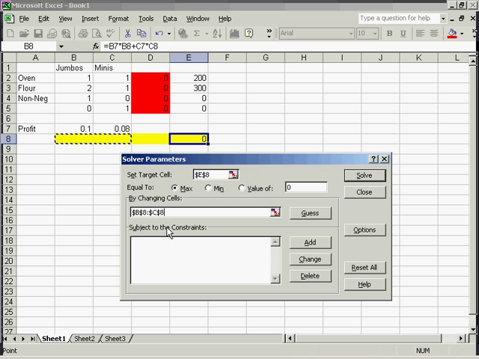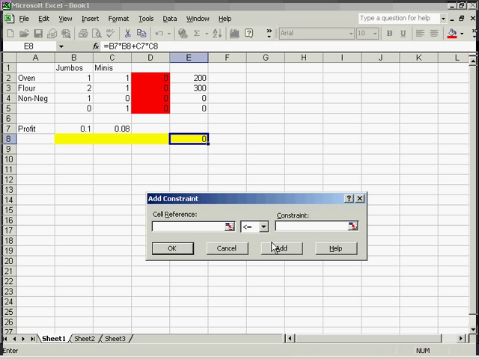Subject to the constraints. Well, I need to add my constraints now, so I select add. The cell reference, that's where my formula is. So I select the formula for oven. Is it less than or equal to? So that's what I want. And the constraint is the cell E2 for 200. Well, I need to add the other constraints, so I select add. The cell reference is once again the formula. And for flour, it should be less than or equal to the constraint 300, which is in E3.